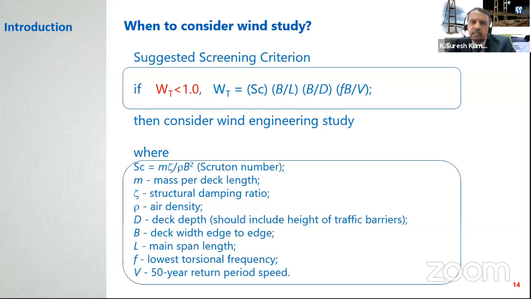One is the aspect ratio. Two of them are aspect ratio. One is the reduced frequency. And eventually, if you multiply all of these things together, if you are getting a number which is lower than one, that is when you want to carry out the wind engineering study.